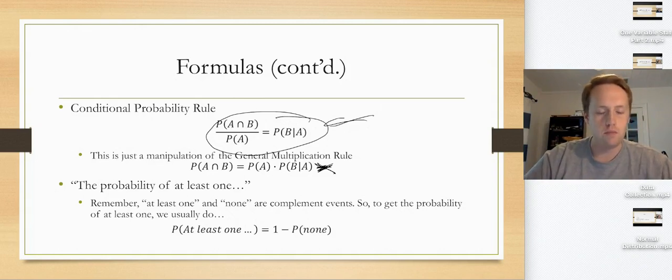To find conditional probabilities, you do a joint or an AND probability over a single event, a simple event. Remember, the way we always do the probability of at least one is 1 minus the probability of none, because those events are complements.